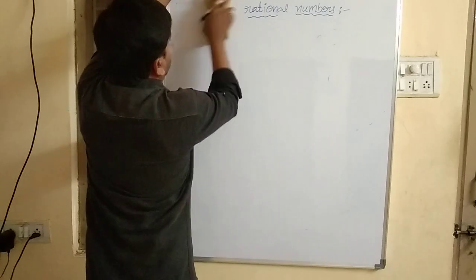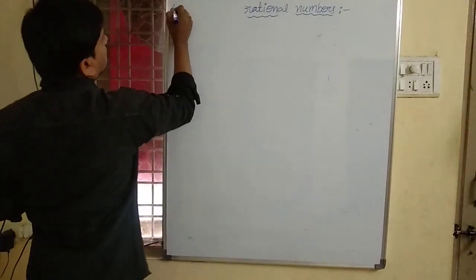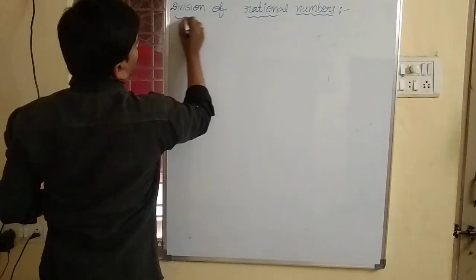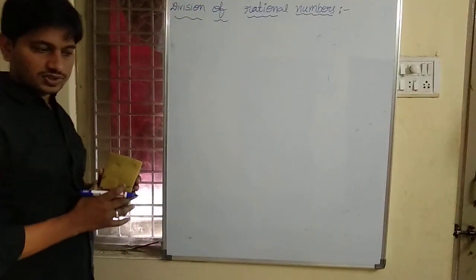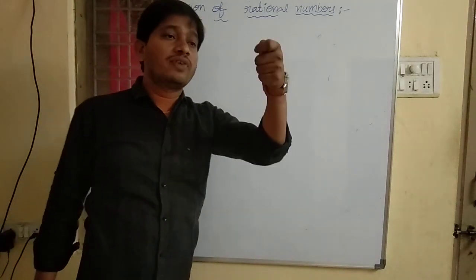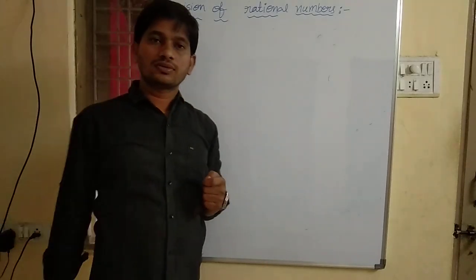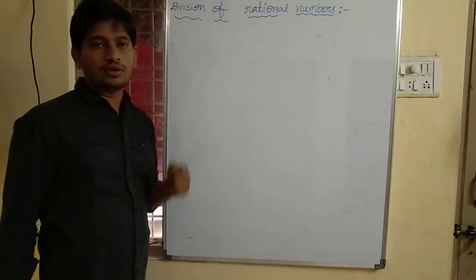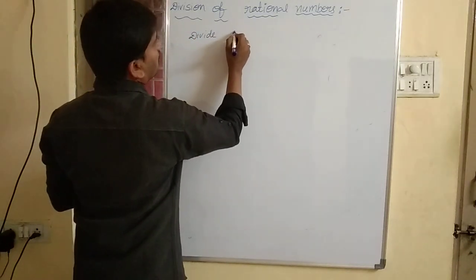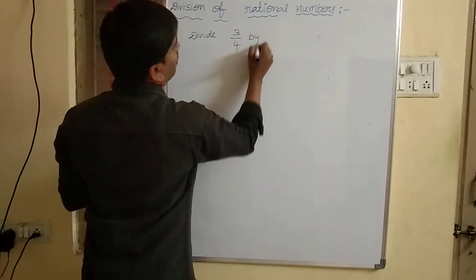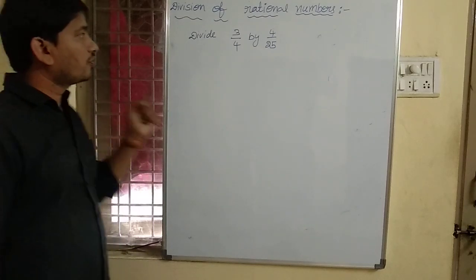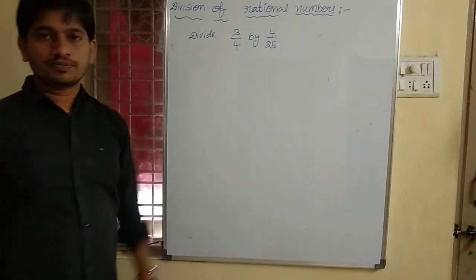Division. Division of rational numbers. Division is also like we have divided fractions, right? So for example, divide 3 by 4 by 4 by 25.